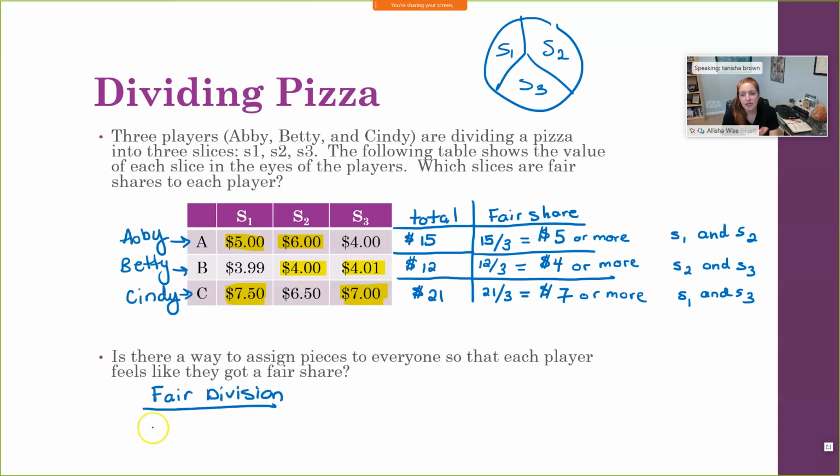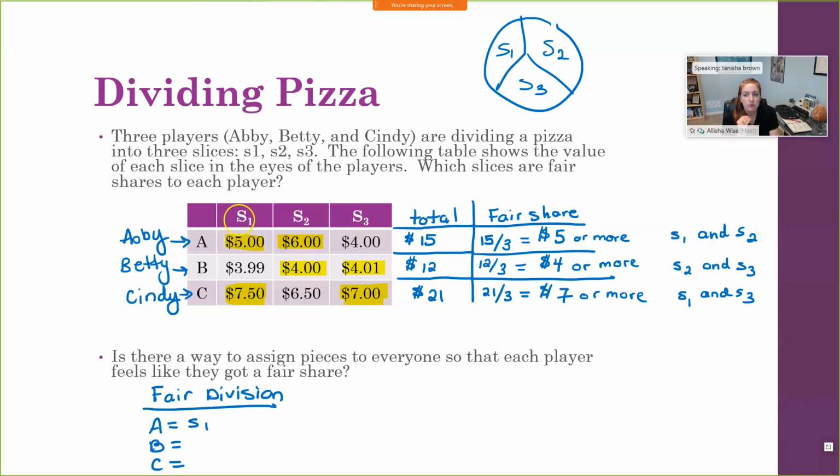So the first thing I do is I look through this and I don't see any player that has to have one piece, right? There's only, they each have like 2 choices. So I'm going to randomly say, let's go ahead and give S1 to Abby. Okay, just randomly, S1 to Abby.